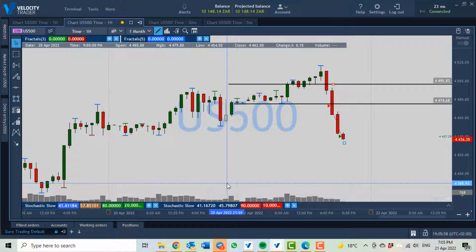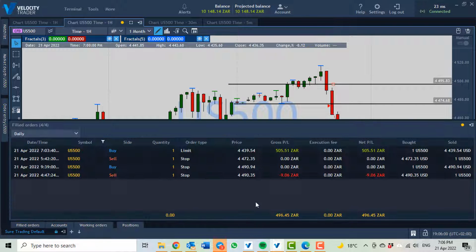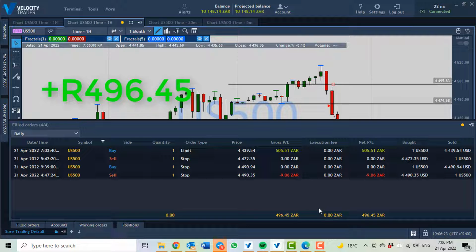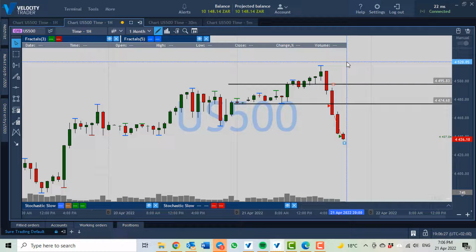So that leaves our total today, because we lost 9 Rand in our previous trade, which was the break-even trade. Obviously there was a bit of slippage, so we lost 9 Rand and 6 cents, and we gained 505 Rand and 51 cents. So our total for the day is 496 Rand and 45 cents profit. All in all, a good trading day.